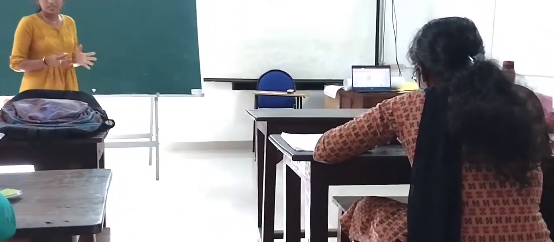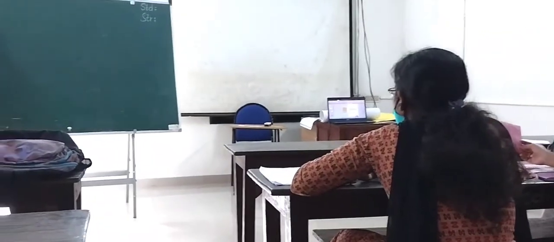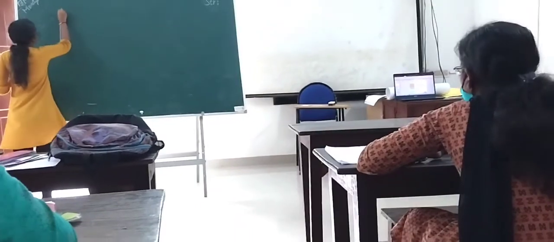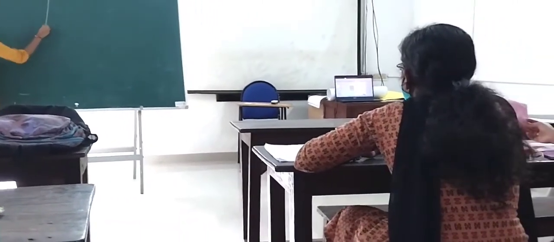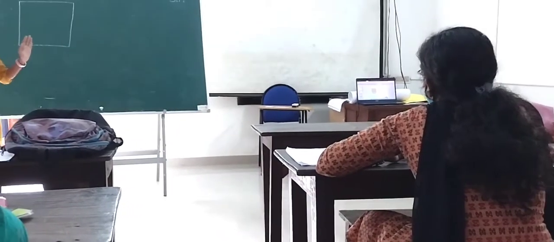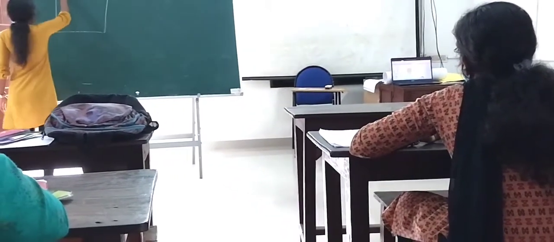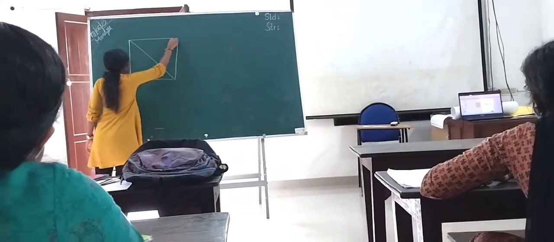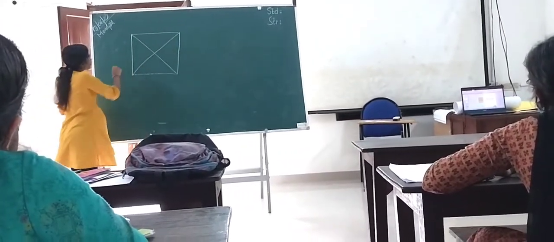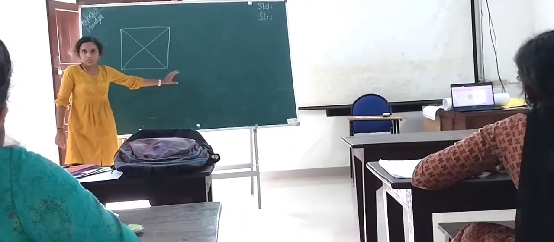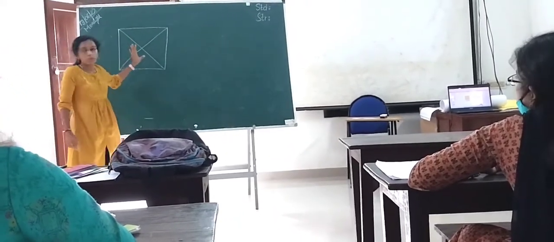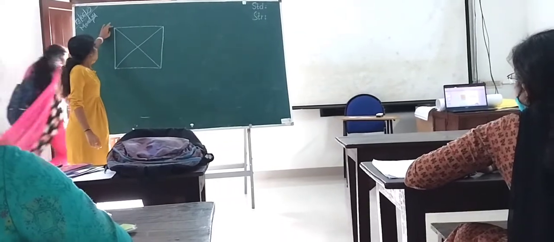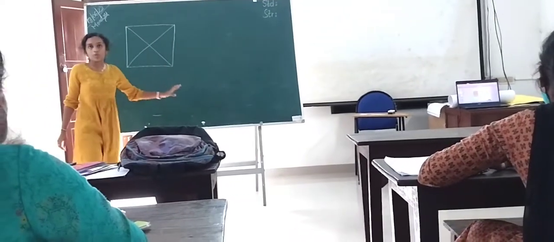Now, I am going to say a situation. You have to imagine that. Suppose you know a farmer and he has a square field. Then he divides the square field into four parts by tying a rope from one corner to the opposite corner.